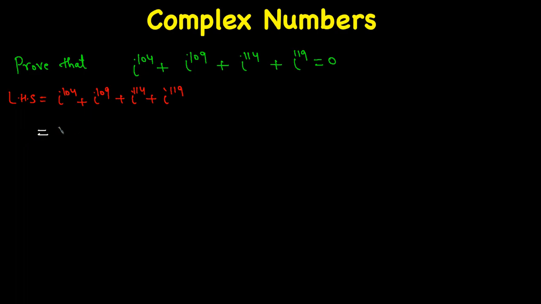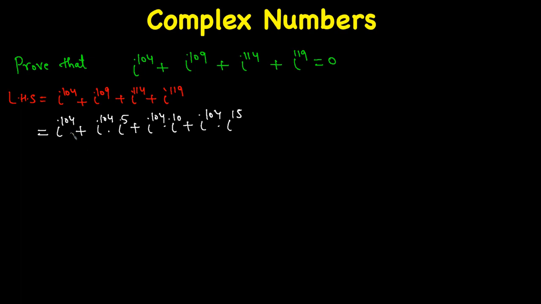So iota raised to power 104 plus iota raised to power 109 can be written as iota raised to power 104 into iota raised to power 5. I'm using the exponent property here: same base, you add the powers, and you get 109. And here you get iota raised to power 104 into iota raised to power 10, plus iota raised to power 104 and iota raised to power 15.